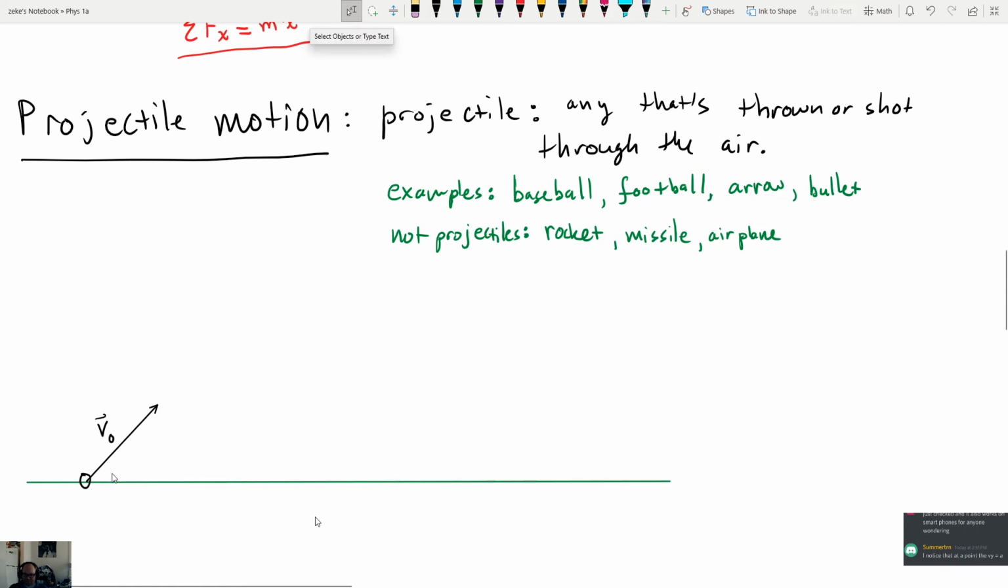I'm going to call the angle that's made right here theta naught, although I might not always do that. I may just call it theta sometimes, but for now we'll call it theta initial. Object launches with an initial velocity in this direction with an initial angle like this. And now we'll draw the path that the object goes on.